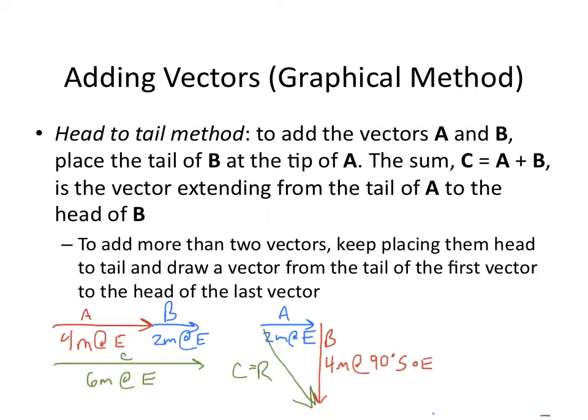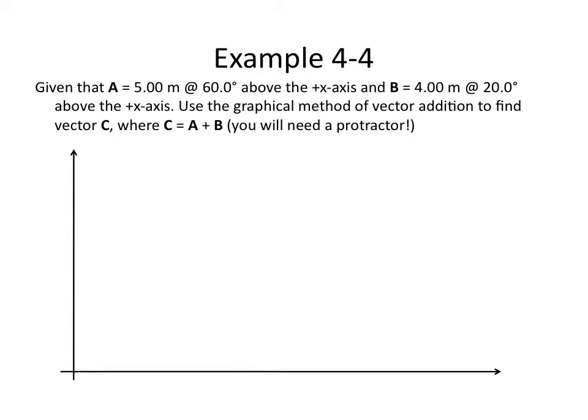And that's going to be what we're doing in this 4. Okay, so we're going to add together vector A and vector B, and get vector C. All right, now we're also going to need a protractor, and we're going to need a ruler as well.